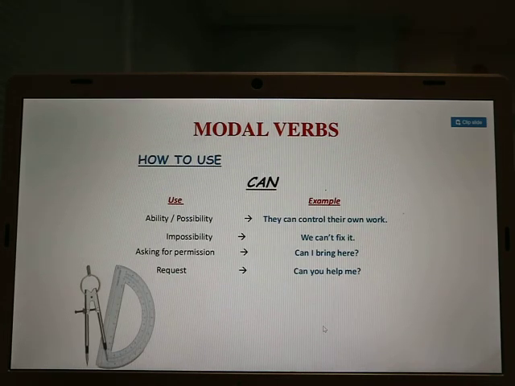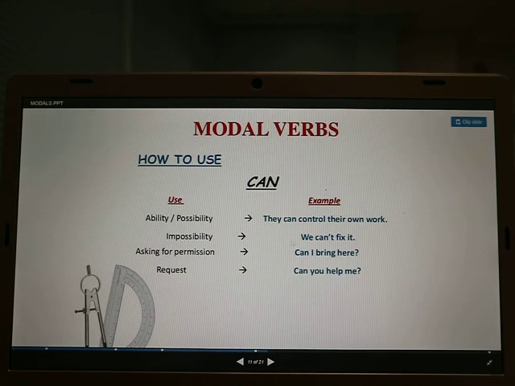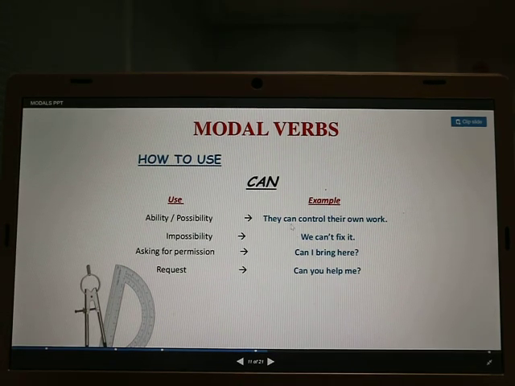So how to use modal verbs? For example, can, how do you use it? You can use it for ability, possibility, impossibility, asking for permission, and request. These are the examples. For ability, they can control their own work. Here is the can: we can't fix it, impossibility. Asking for permission, can I bring it here? Request, can you help me?